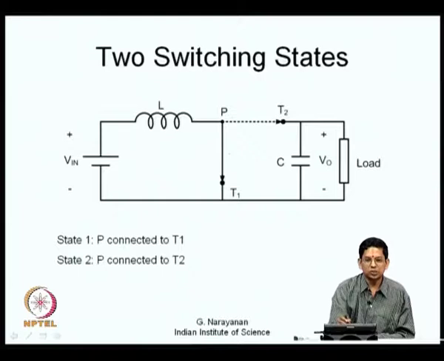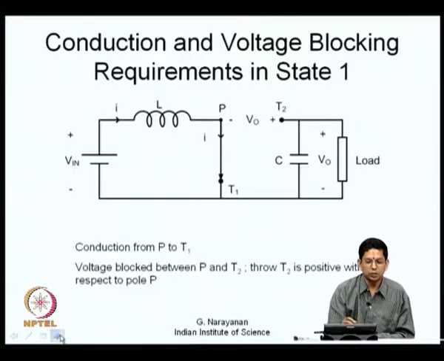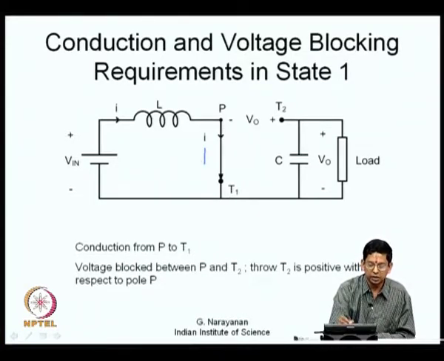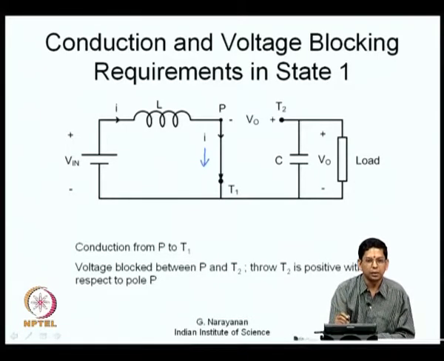Let us look at the two states. In the converter there is only one single pole double throw switch. The pole P is connected to throw T1, that is state 1, or the pole can be connected to throw T2, that we can call state 2. So, these are the two states. Let us look at the individual states one by one. If you look at state 1, the pole is connected to throw T1. What is the direction of current? The direction of current is like this. The current has to flow from P to T1, and between P and T2, whatever switch is connected, that switch is in the off state.